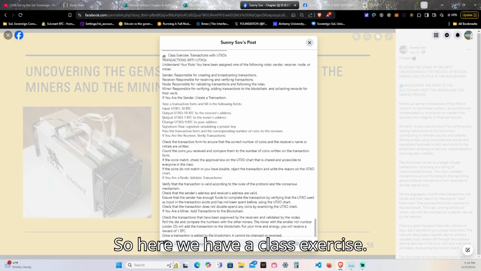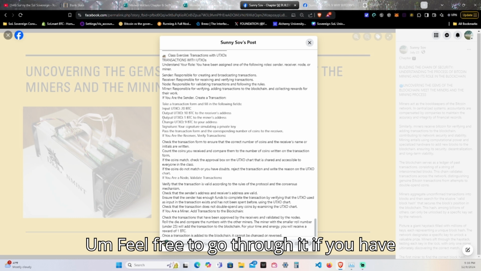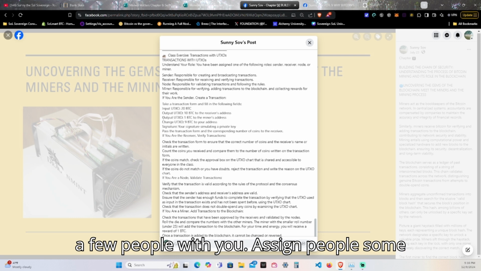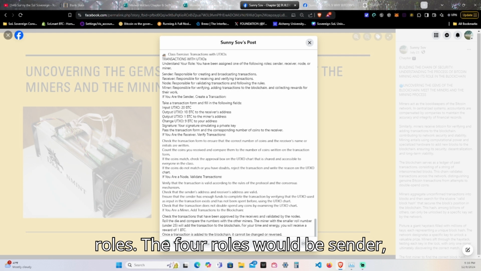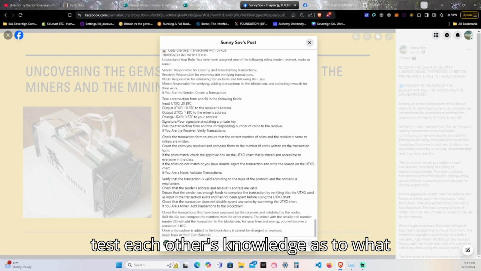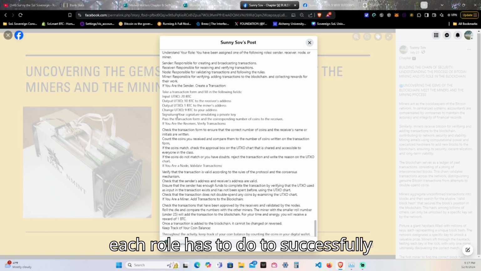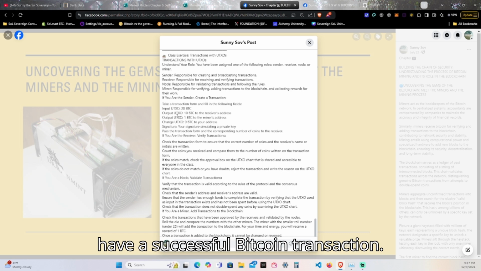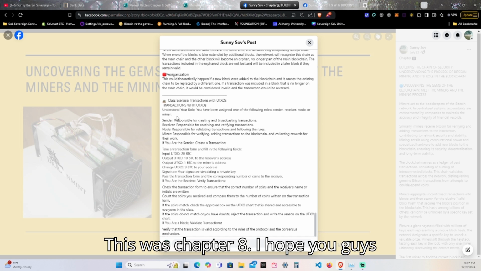So here we have a class exercise. Feel free to go through it if you have a few people with you. Assign people some roles. The 4 roles would be sender, receiver, node, and miners. And just test each other's knowledge as to what each role has to do to have a successful Bitcoin transaction. This was chapter 8.